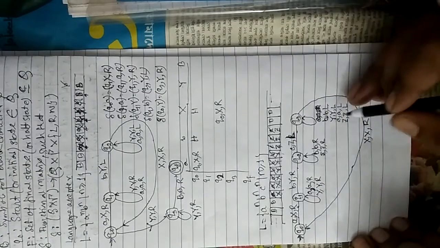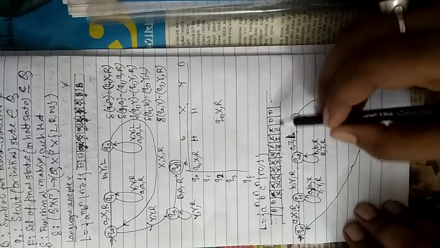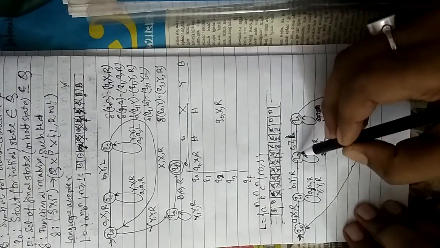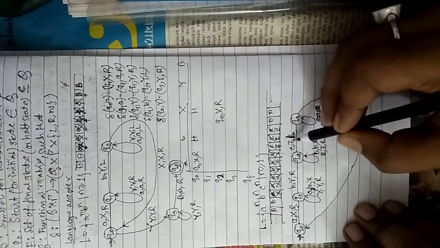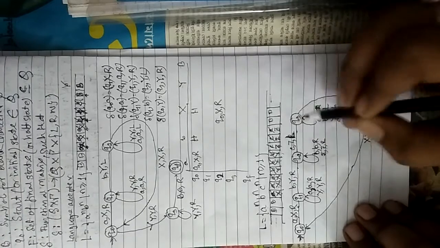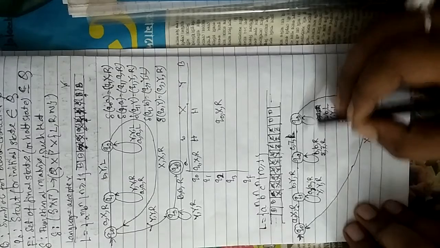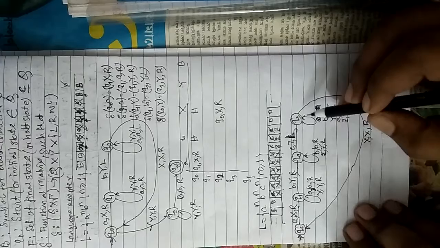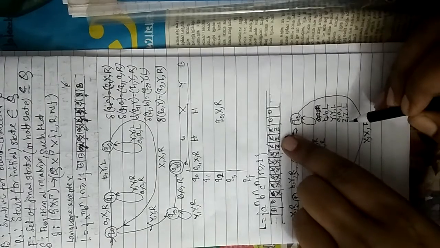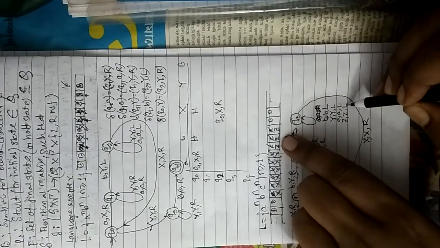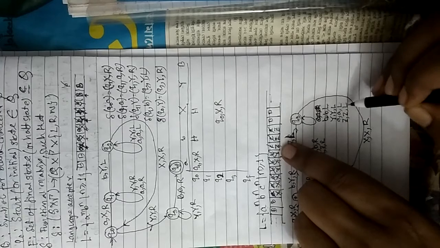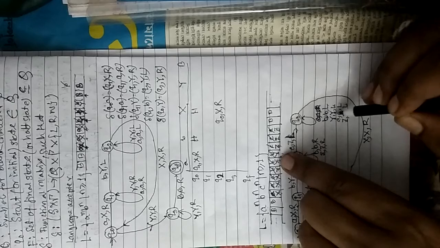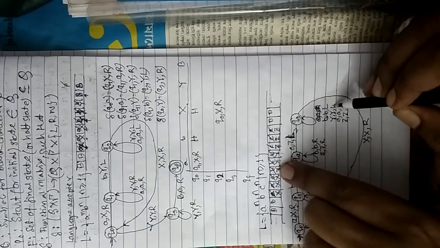Now, what will happen when you are at the q2 state? You are replacing this c with z and moving towards left, going to the q3 state. At the q3 state you are reading z, replace z by z, move left. Again z, z by z, left. Now y, y by y, left, three times.